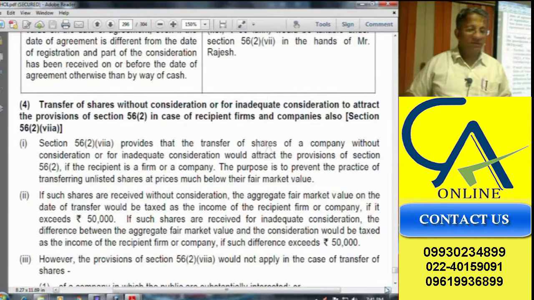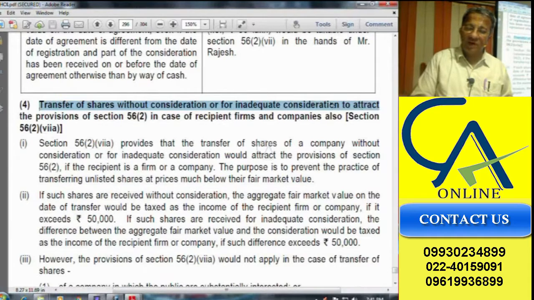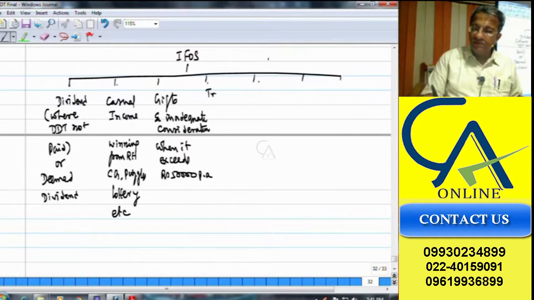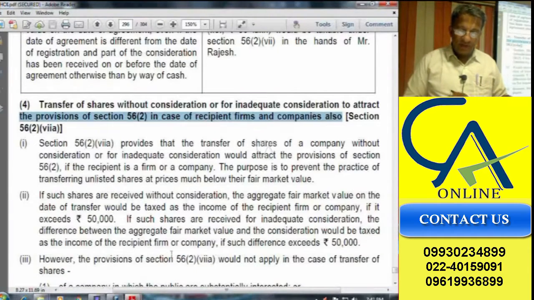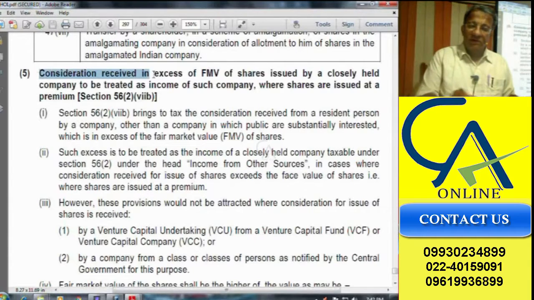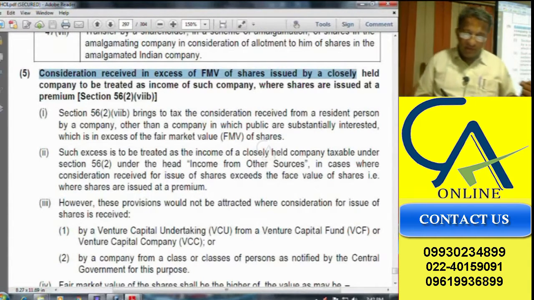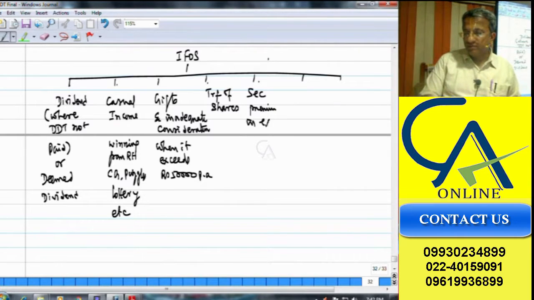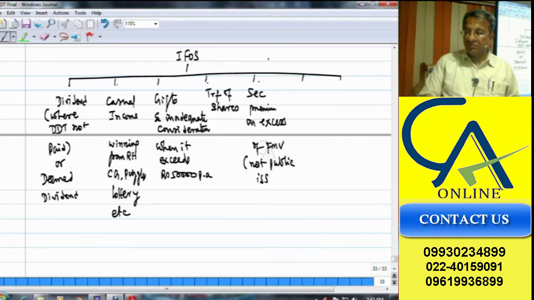So the fourth one. What is that? Transfer of shares without consideration or for inadequate consideration for shares of firms. Transfer of shares. Correct. Okay. Then the fifth, consideration received in excess of fair market value, or I will put it this way, share premium, not in a public issue. Then I will explain each one.